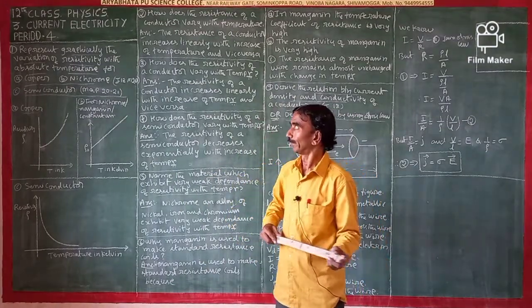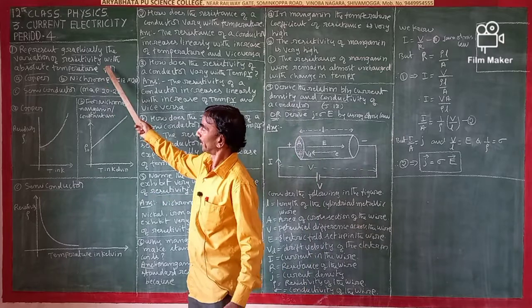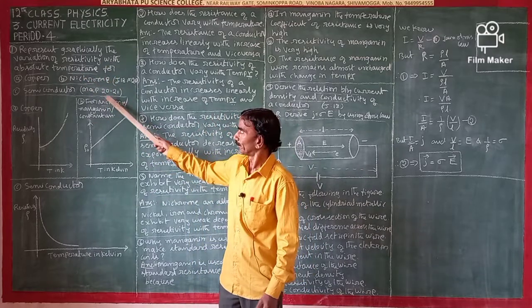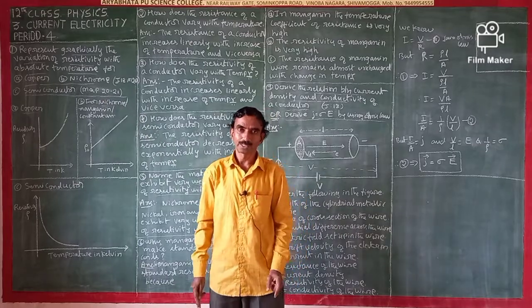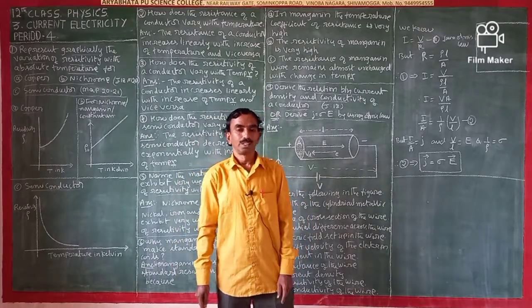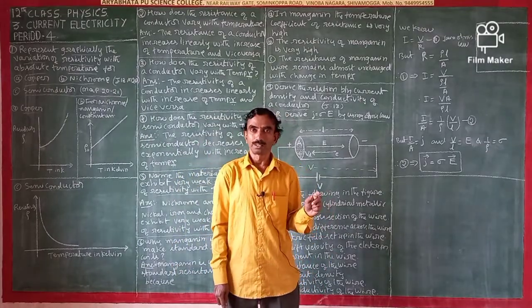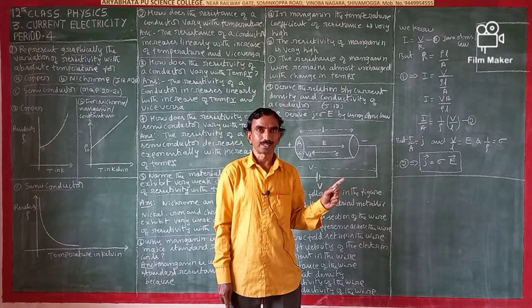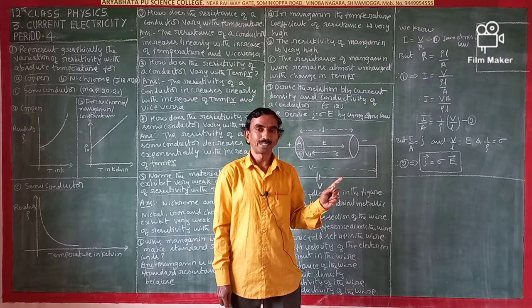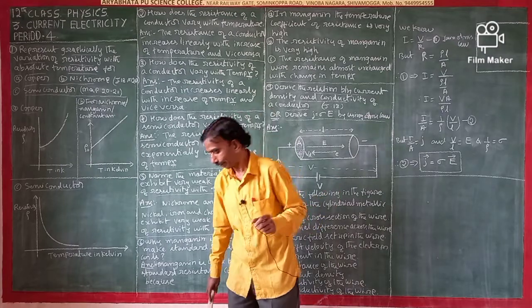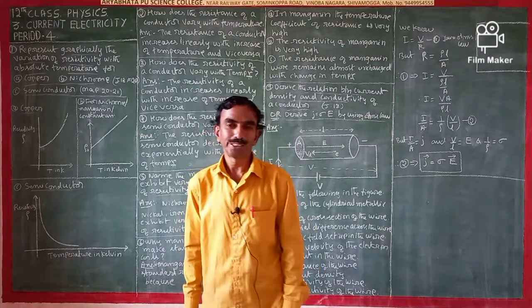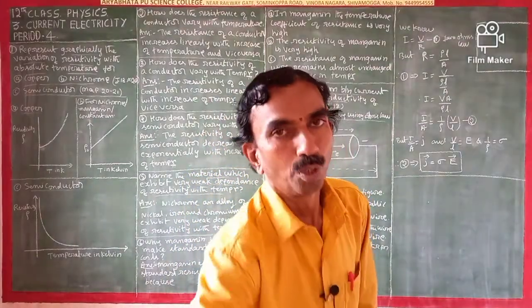Now we are going to study the variation of resistivity with absolute temperature for these metals. In the previous class we studied the graph of the potential difference across the current for ohmic and non-ohmic devices. So what are ohmic devices? Ohmic devices which obey Ohm's law are called ohmic devices.